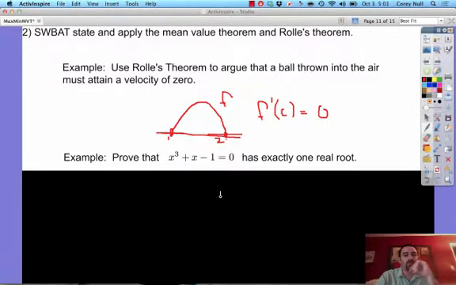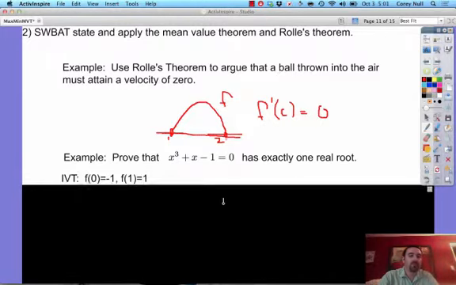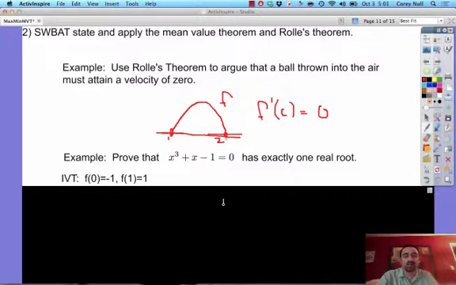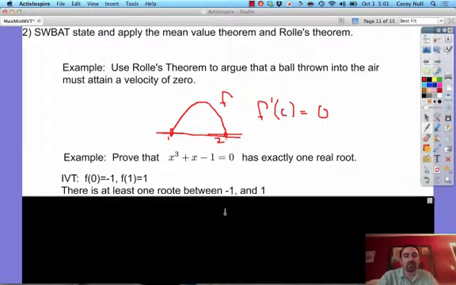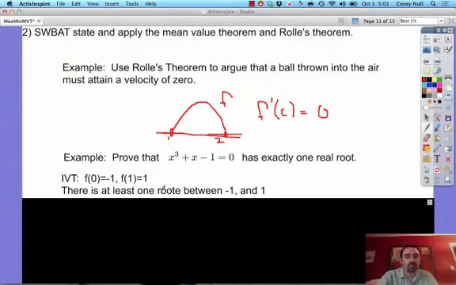Here's another example. This is a pretty cool problem. Prove that x cubed plus x minus 1 has exactly one real root. First of all, by the intermediate value theorem, f of 0 equals negative 1, f of 1 equals 1. So since this is continuous between 0 and 1, there must be a root between 0 and 1. Because they cross, we go from negative to positive, so it must cross the x-axis. So we know there's at least one root, and root has no e on the end.